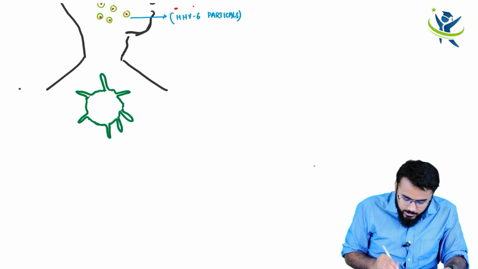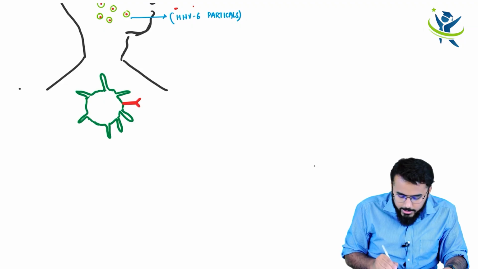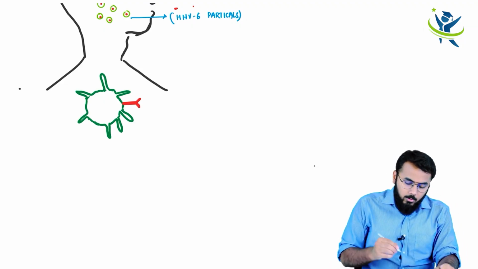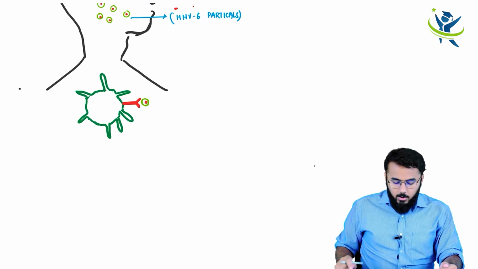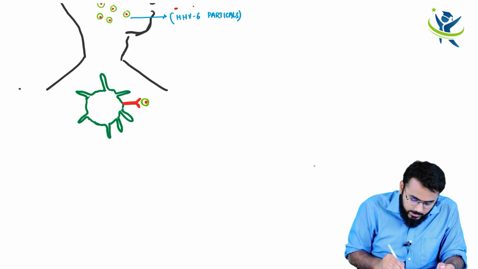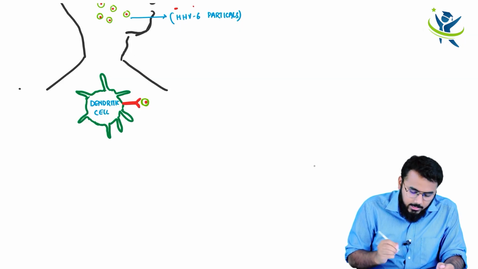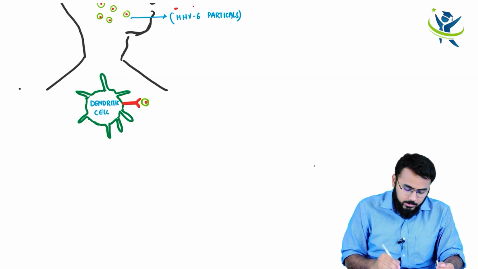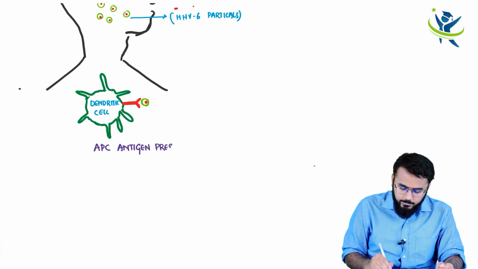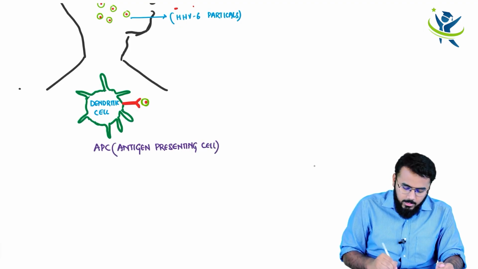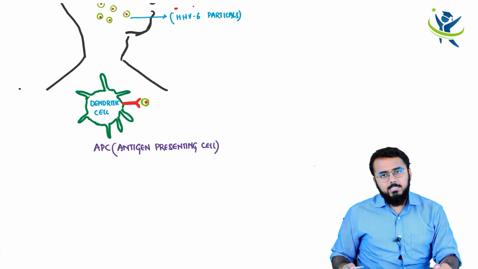Now on the surface of your dendritic cell, you have got something called a receptor. Now this virus particle starts attaching to this receptor. Now this dendritic cell, let me make a note here, this is your dendritic cell. This dendritic cell is also given another name, that is APC. APC means antigen presenting cell. And let us also make another note of where these dendritic cells are found, guys.